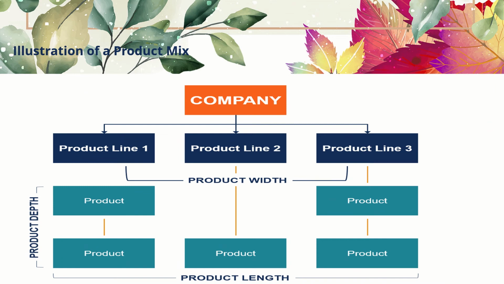As an illustration of the product mix, this company has product line 1, product line 2, and product line 3, and the whole sum of product lines 1, 2, and 3 is the product width. And there's a product depth, and coming down to which this completes the product length.